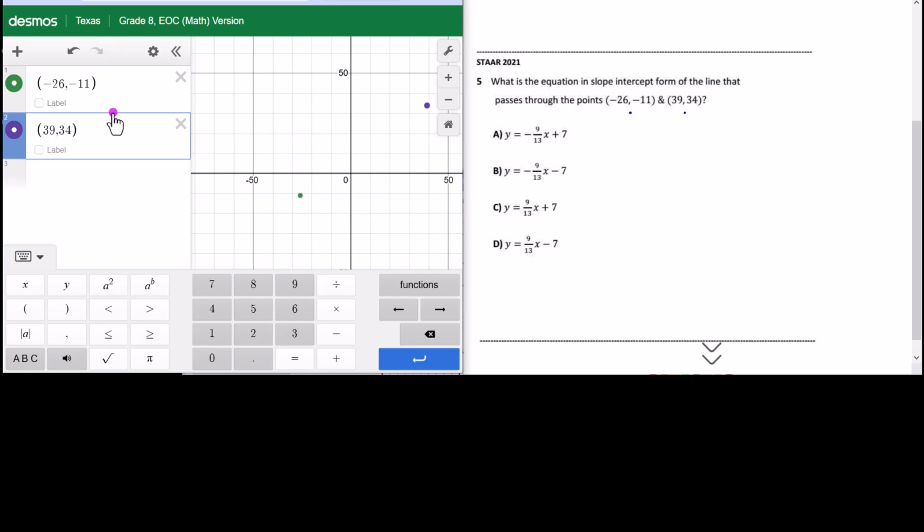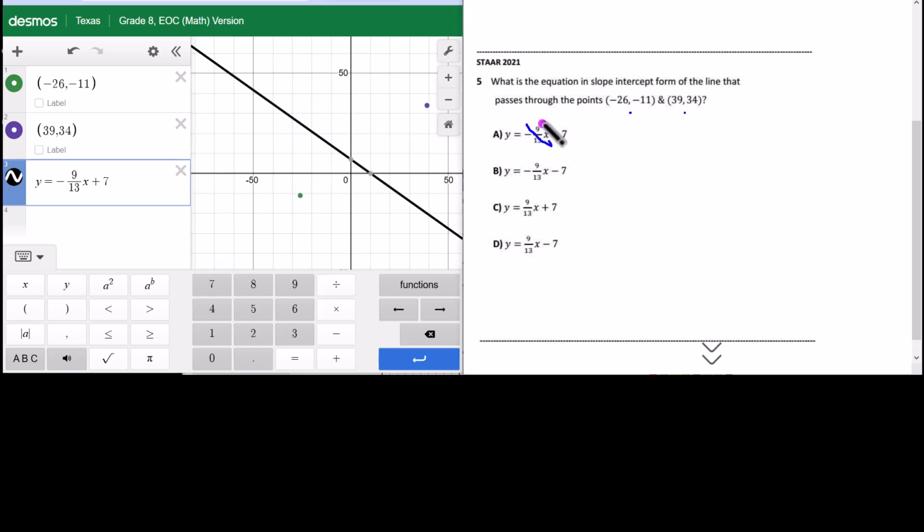Okay, always double check that you copy correctly. One little sign could throw off the question, okay? So let's now try to use our first laser. So y equals negative 9/13 x plus 7. As you can see, the laser did not hit any of the two zombies, so I know for sure this is not going to be letter A. So let's try letter B. Letter B is negative 9/13 x minus 7, and again, it did not hit the zombies.